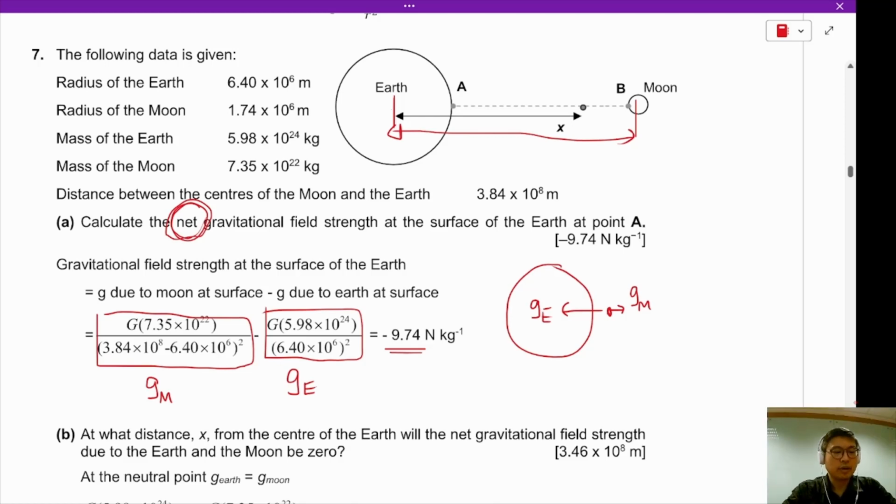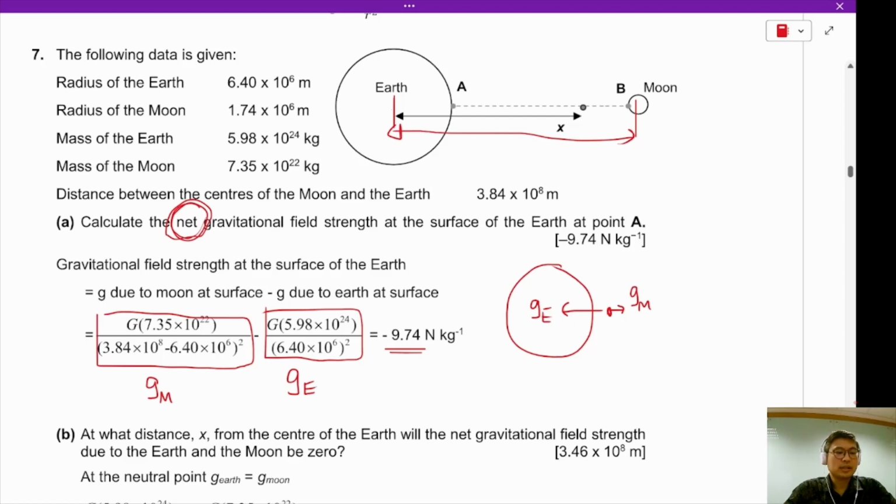So there is a very, very small but noticeable effect of the Moon on the Earth, and it is this effect that gives rise to the tides. You know, high tide and low tide on Earth is due to the Moon's gravitational force on the Earth.